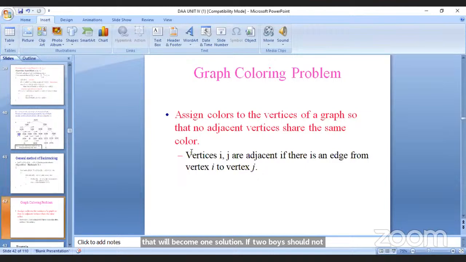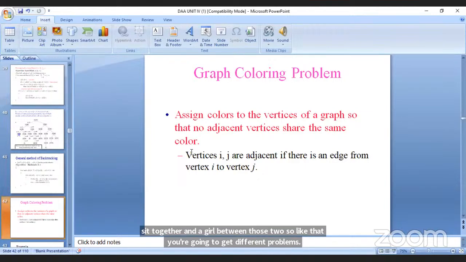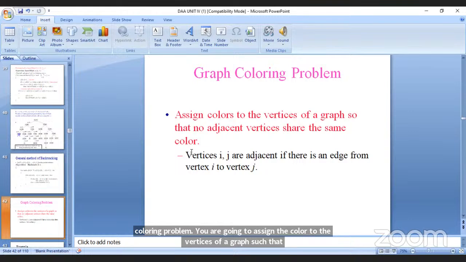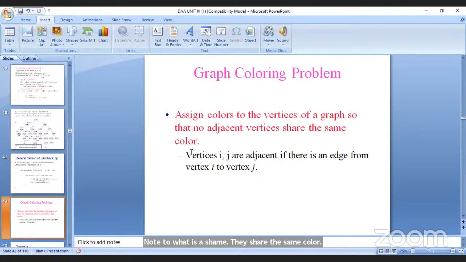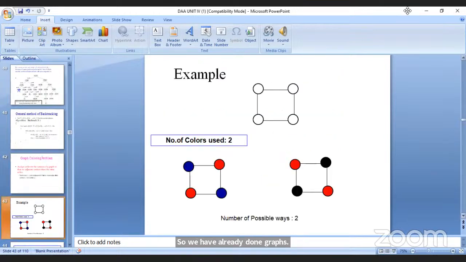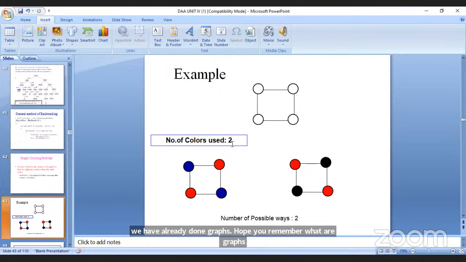Next, we have done the graph coloring problem. Graph coloring problem ante entante, you are going to assign a color to the vertices of a graph such that no 2 vertices share the same color, right? So vertices i and j are adjacent if there's an edge from vertex i to vertex j. So we have already done graphs. Hope you remember what graphs are. So this is one graph. You are going to color this graph with 2 given colors.